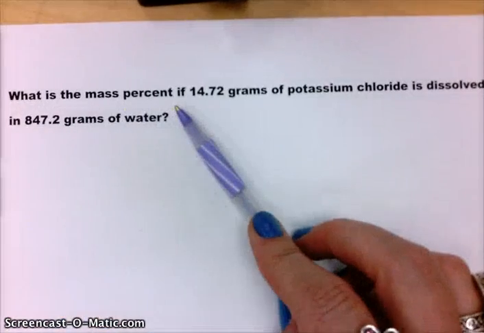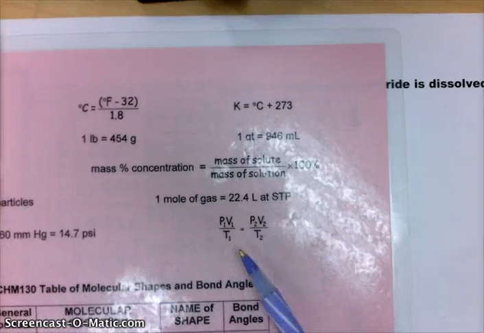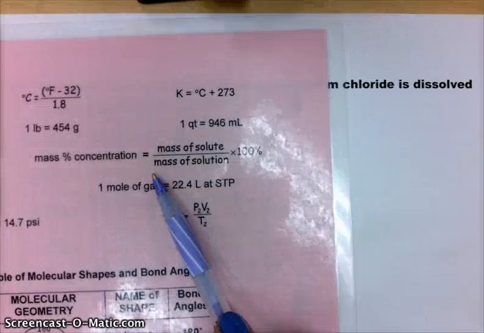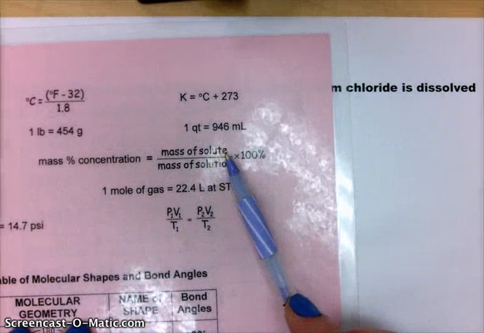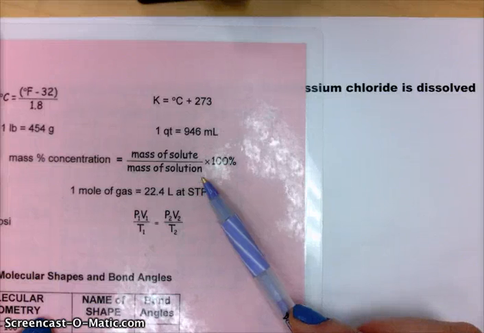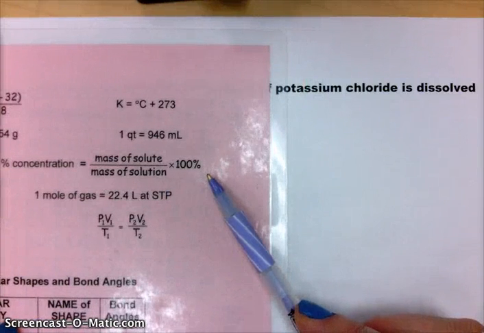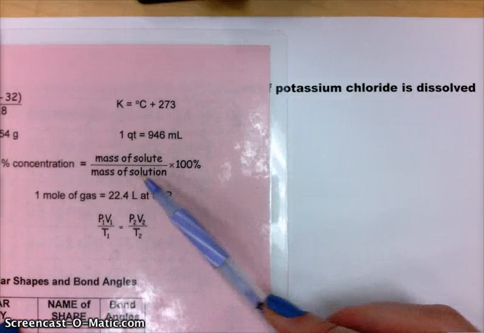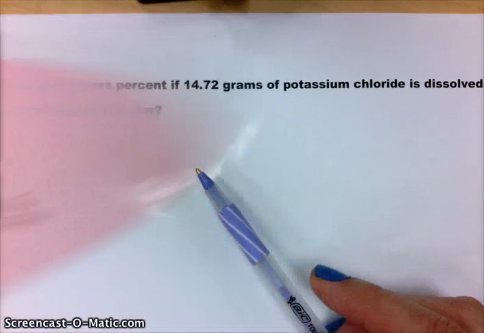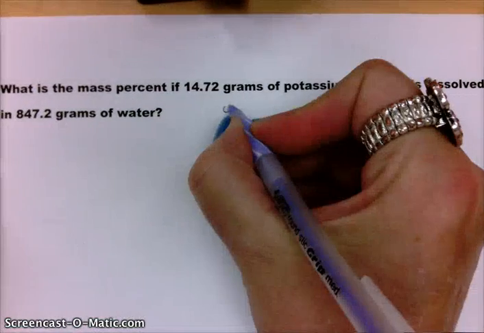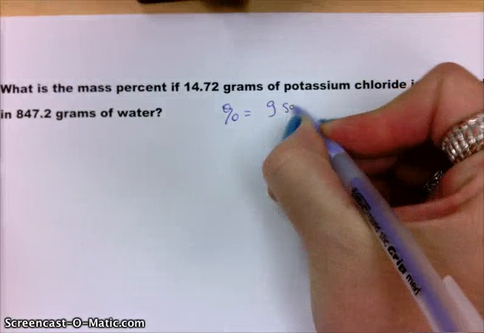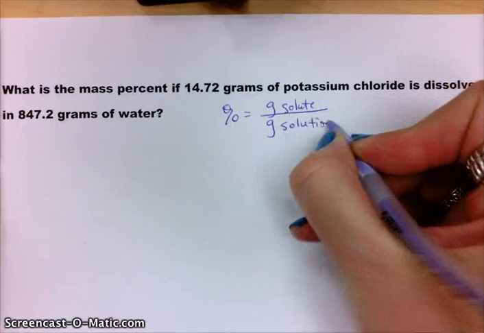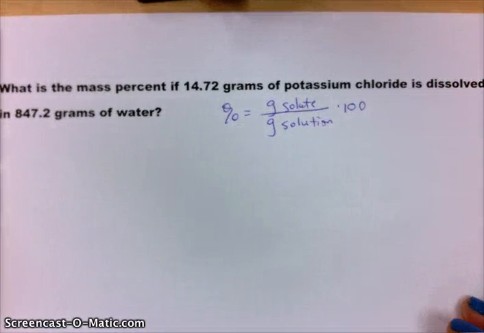So if we look at our table, we have an equation here that says mass percent concentration equals mass of solute over mass of solution times 100%. So mass is in grams, so grams of solute over grams of solution times 100%. And that's how we're going to solve this problem. So our percentage equals grams of solute over grams of solution times 100%.